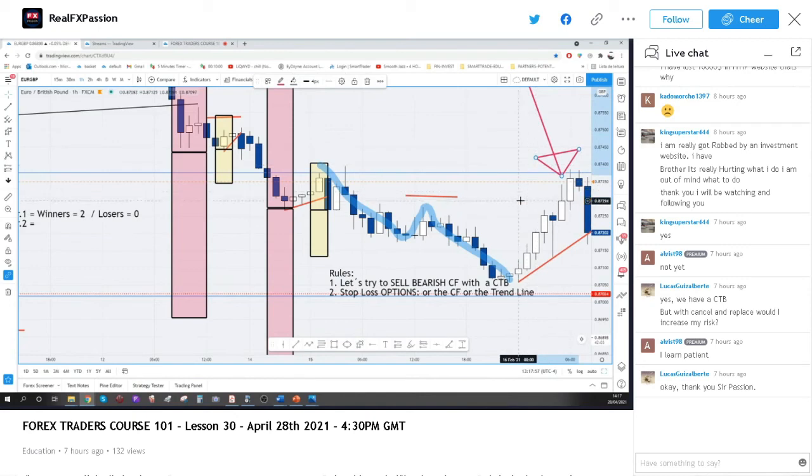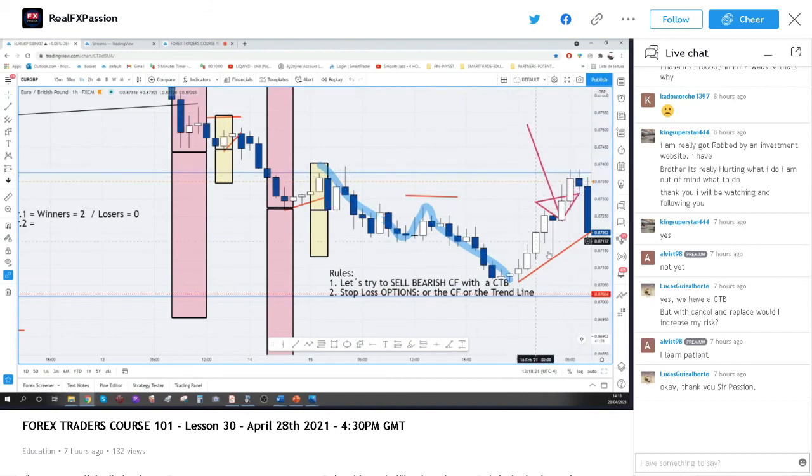Okay, everybody, we need to move forward. I'm almost out of time. So let's see how this is going to play out, right? So answer number one, no, we don't have a counter trend line break, not yet. We don't have a closed body candle. Number two, is this a bearish candlestick formation? Yes, it is.